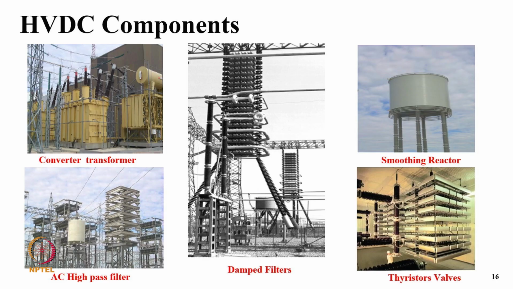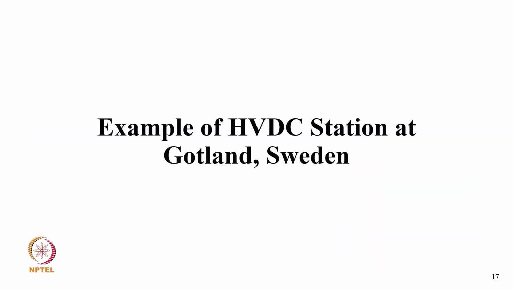These are the photographs of the converter transformer, then the AC high pass filter, then the damped filters which are required, and then the smoothing reactor and the thyristor valve.